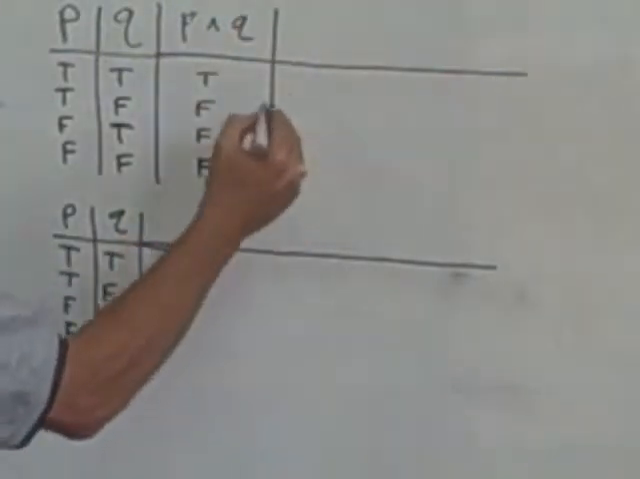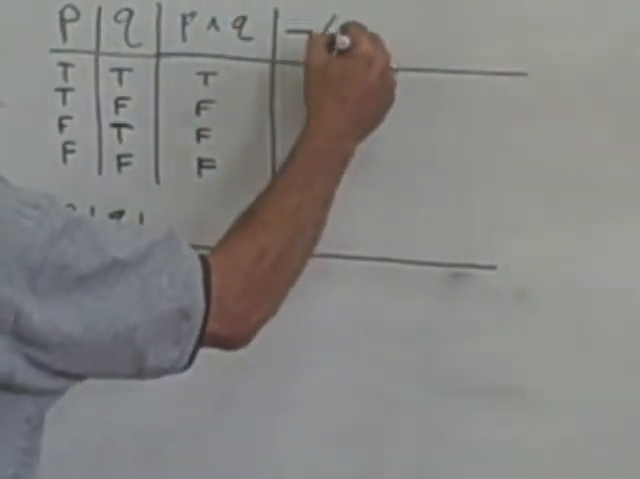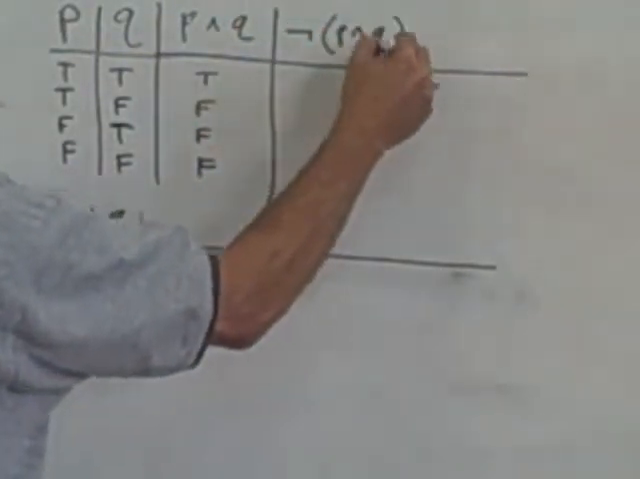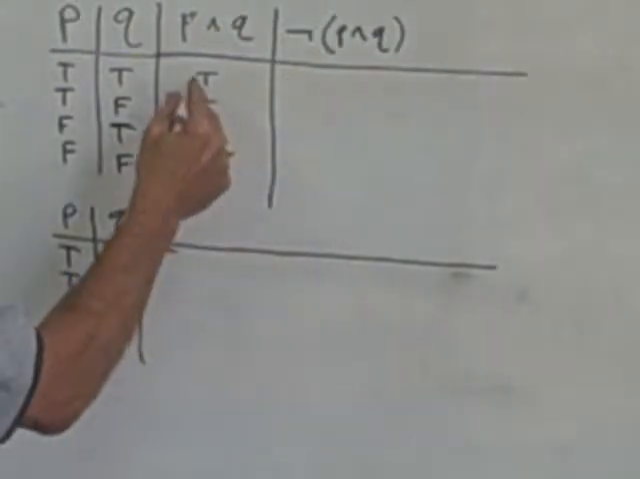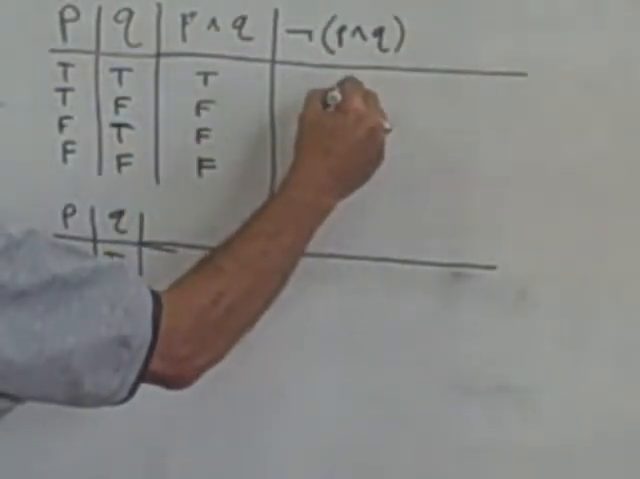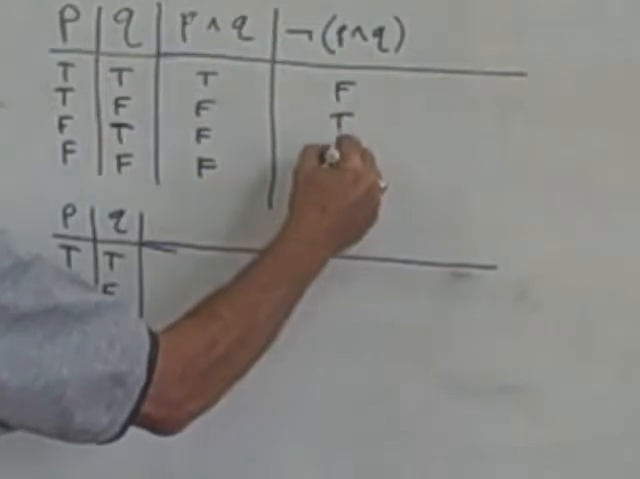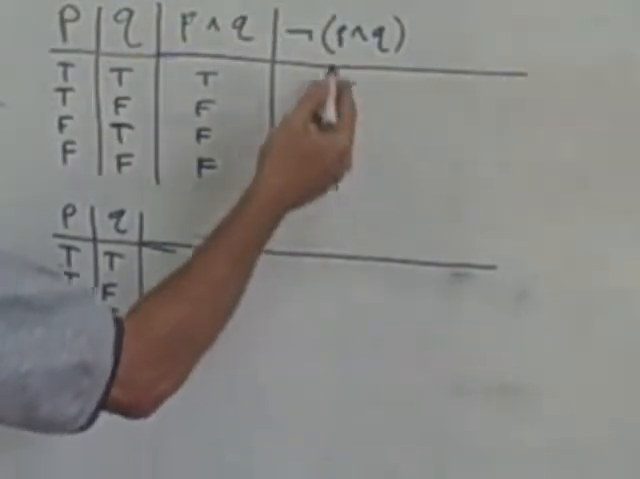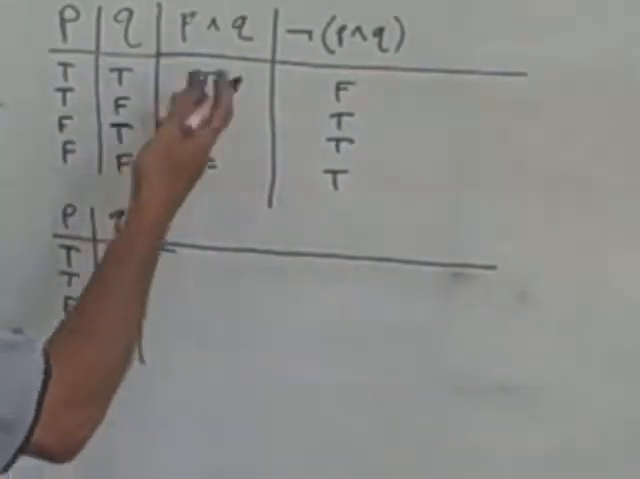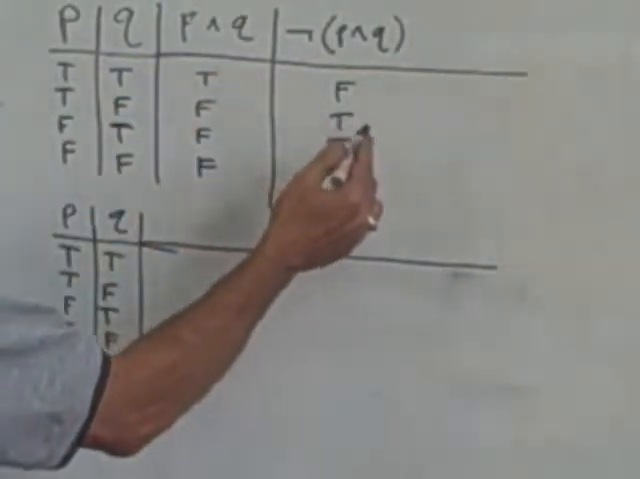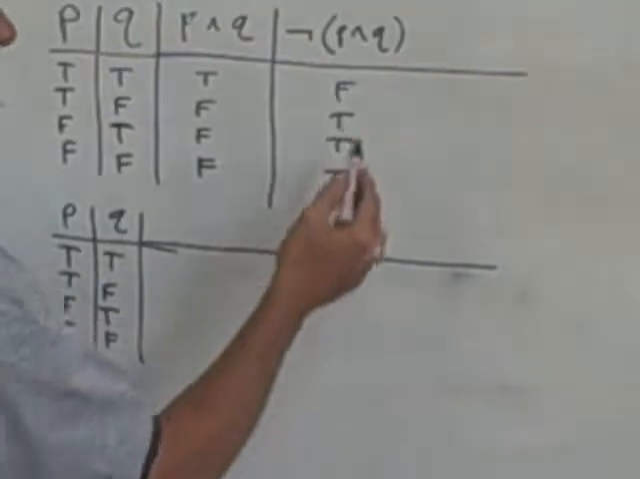Now, if I write the negation of that, that's this. That's the not P and Q. So that takes the opposite truth value in each case. So it's easy to make true and hard to make false, only false when they're both true over here. Okay, so this is the negation of the conjunction.